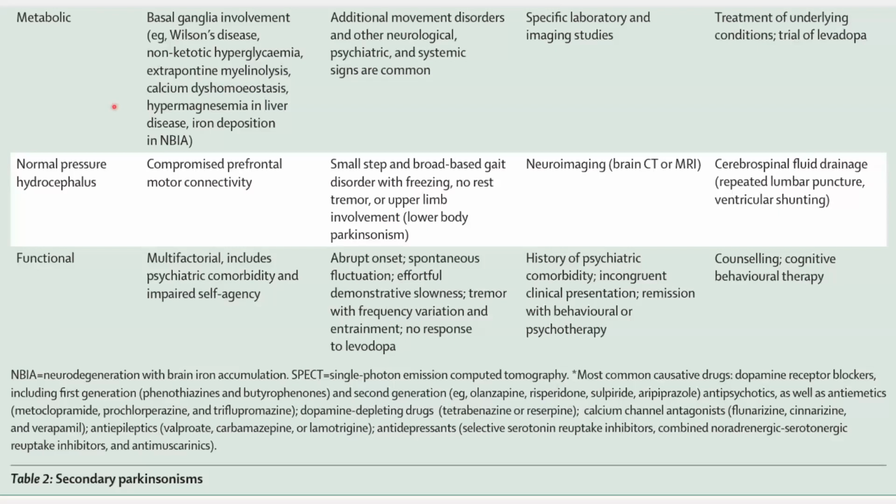Others are metabolic, like copper metabolism, sugars, calcium metabolism, magnesium metabolism, and iron metabolism also. The patient will suffer from Parkinsonism. Another is normal pressure hydrocephalus. And the last one is functional. These are all the secondary treatable conditions. So before labeling it as typical or atypical Parkinson's disease, kindly look for secondary causes, because all of these are reversible. So you need to identify them in the initial part of the disease.